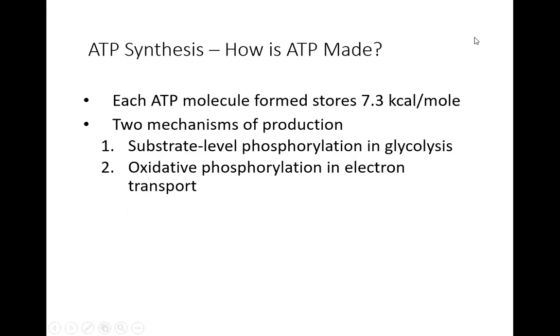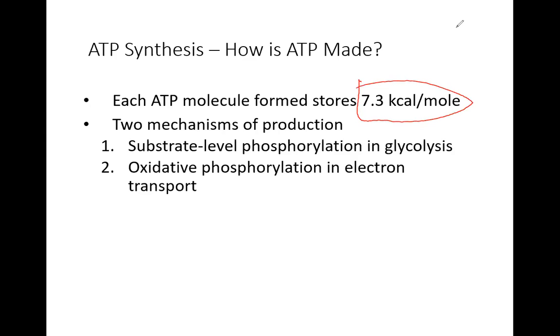So just how do we make ATP? Something to remember with ATP is that each ATP molecule is 7.3 kilocalories of energy. The total amount in a glucose molecule is about 680 kilocalories. So you need a lot of ATPs to get a fair amount of energy off of this.